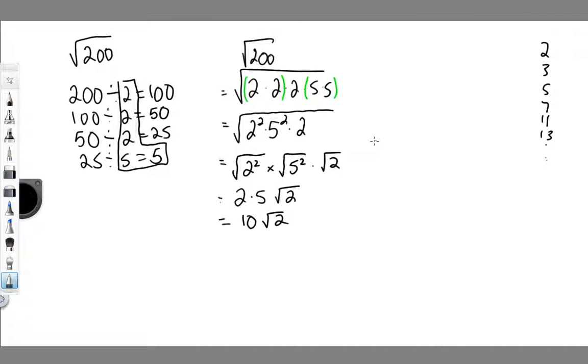And there you go, guys. Another application of prime factorization. Really hope this helps you in your math courses, and I hope it helps my students, of course.